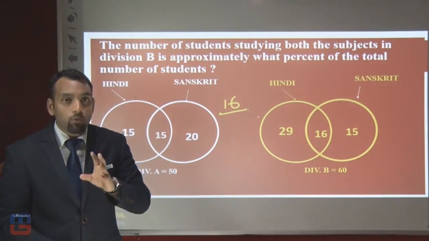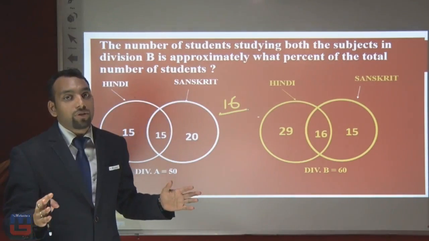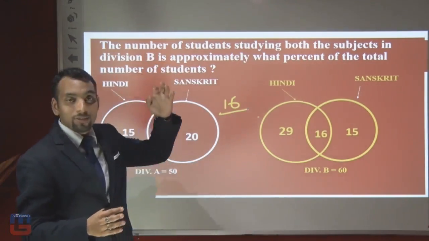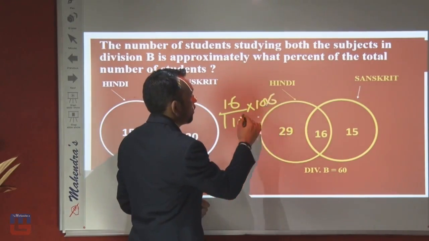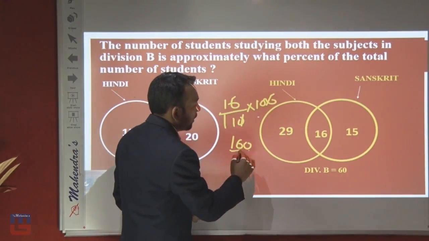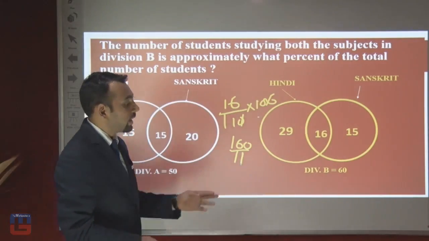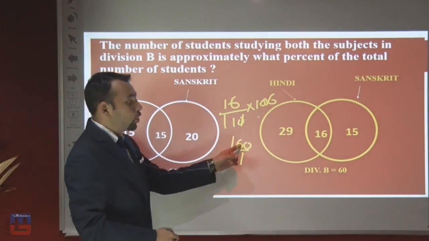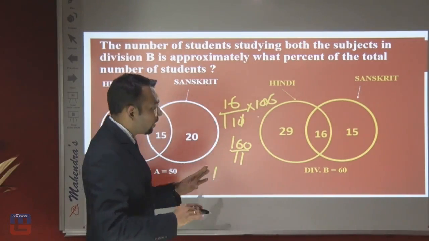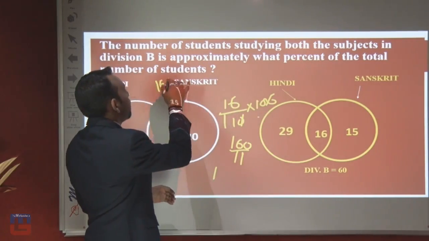Is approximately what percent of the total number of students? Which means 110 multiply 100. So this 160 will be divided by 11. Here you will get 11 one time, that is 11, and 50 you will get, right?